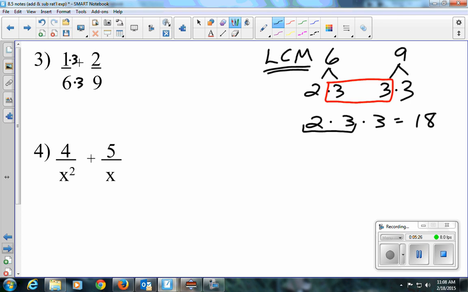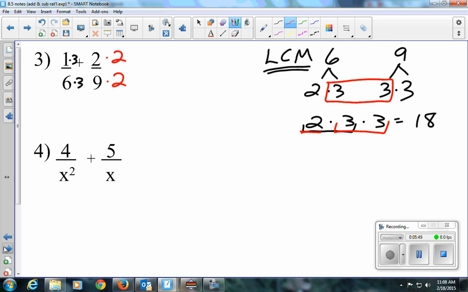Okay, so then I look at 9. Okay, well 9 was 3 times 3, and I say, okay, what was left over? Well, that was the 2. So I multiply the top and the bottom of that fraction by 2. Now, why do I always have to multiply the top and the bottom by the same thing?